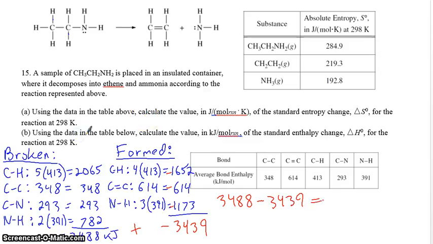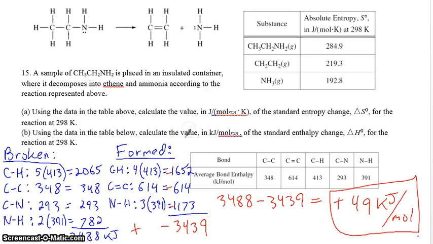Our cathode, we said, was 0.40 minus our anode, which is negative 0.83, giving us a total value of 1.23 volts. Notice I didn't flip this number because we're doing the reduction potentials of the cathode minus the reduction potential of the anode. That's an important little piece.